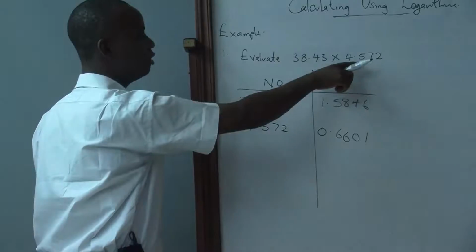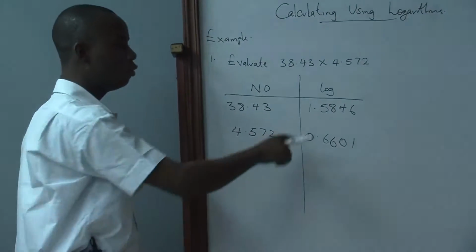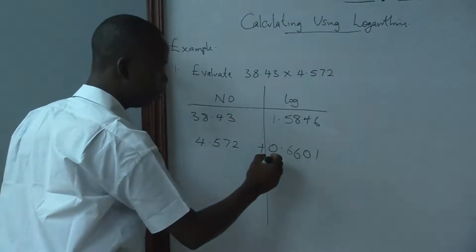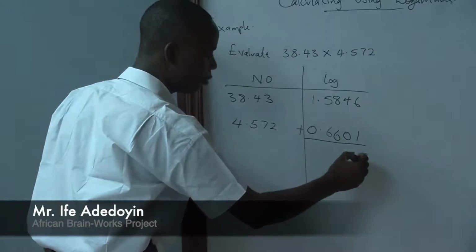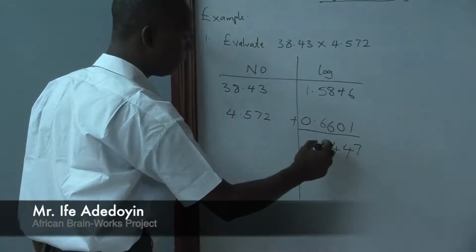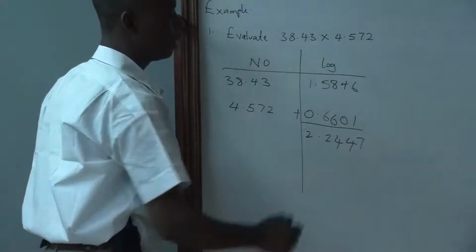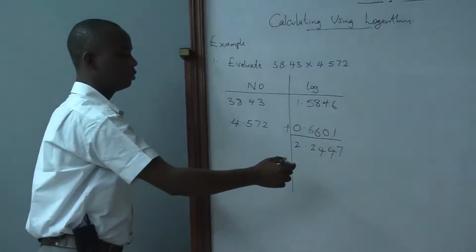Since we are multiplying these two numbers, what are we going to do to their log? We're going to add their logs together. So we add these two together. 6 and 1 will give us 7. We have 4 here. We have 2 here, point, we have 2 here. So, under the log, we have this.